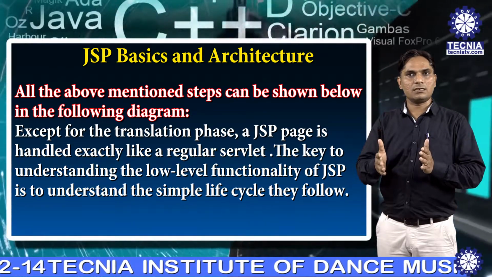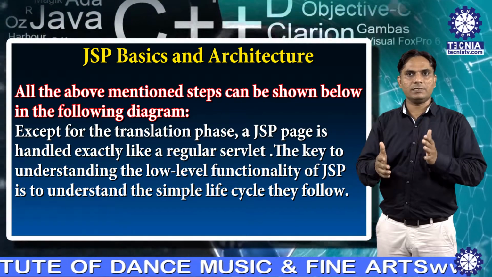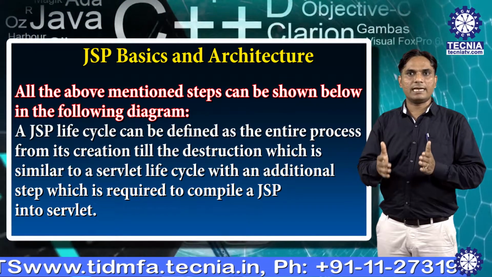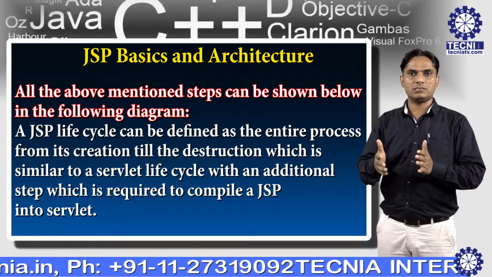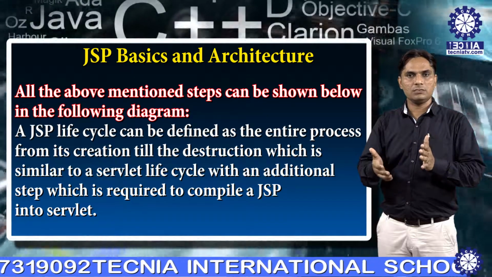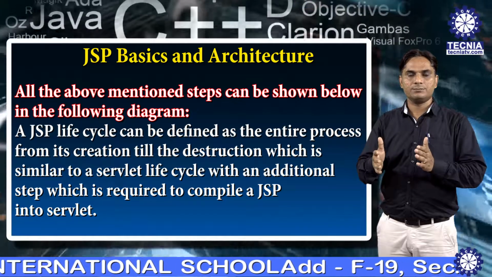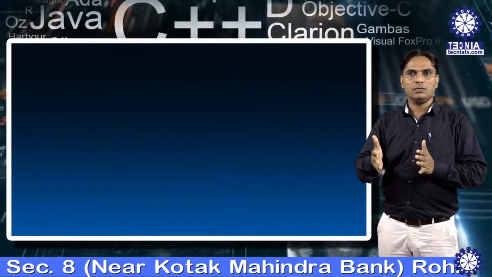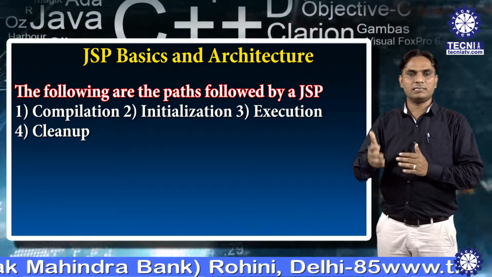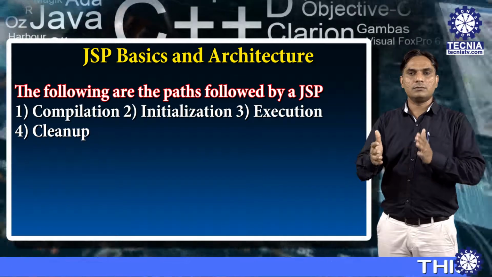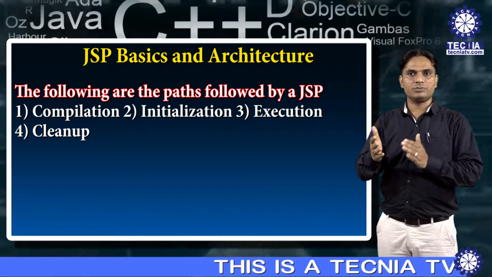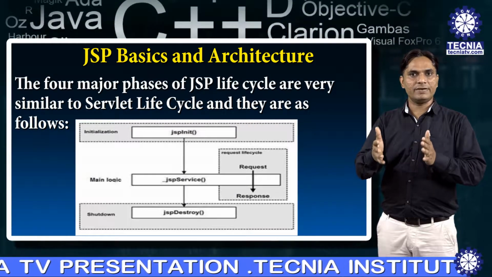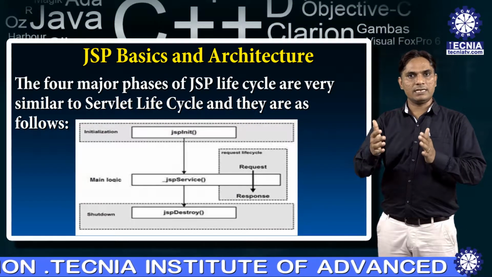The key to understanding the low-level functionality of a JSP is to understand the simple lifecycle they follow. A JSP lifecycle can be defined as the entire process from its creation till the destruction, which is similar to a servlet lifecycle, with an additional step which is required to compile a JSP into a servlet. The following are the paths followed by a JSP. Number 1, compilation. Number 2, initialization. Number 3, execution. Number 4, cleanup. The 4 major phases of the JSP lifecycle are very similar to the servlet lifecycle.